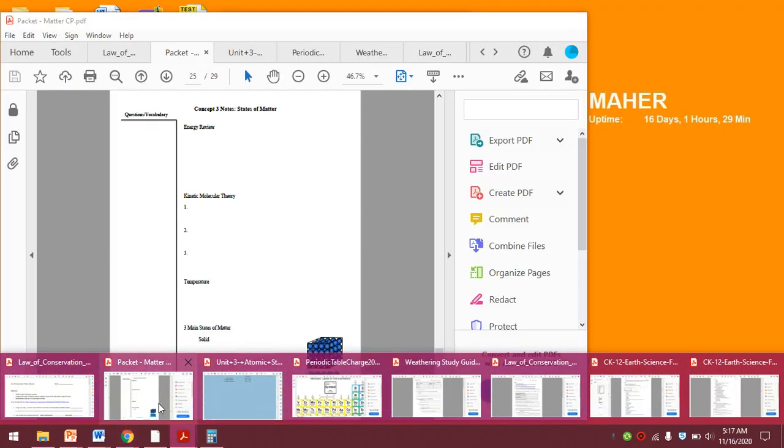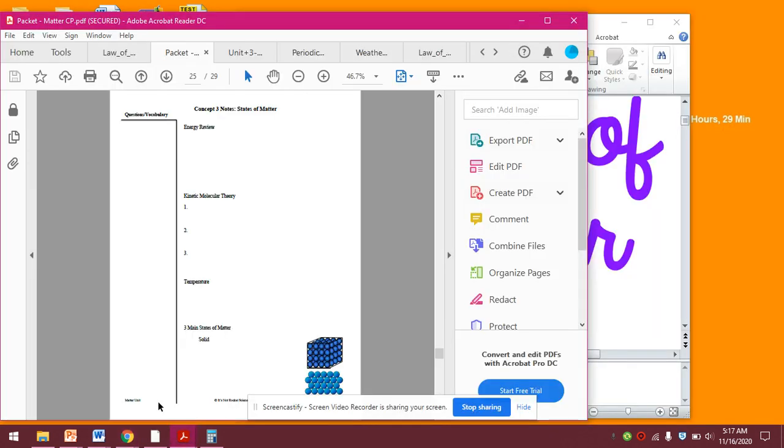Good morning. So for today, we are going to be focusing on our notes for Concept 3. You guys will take some notes on here. Concept 3 notes start on your packet on page 25. So they look like this. You'll have to skip ahead a little bit.